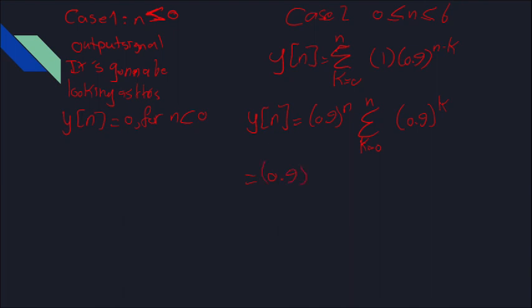We're going to get the result of 0.9 to the n times 1 minus 0.9 to the power of minus n plus 1, over 1 minus 0.9 to the power of minus 1, and thus this gives us the final answer, 0.9 to the n minus 1 over 0.9, and this is for this particular case.